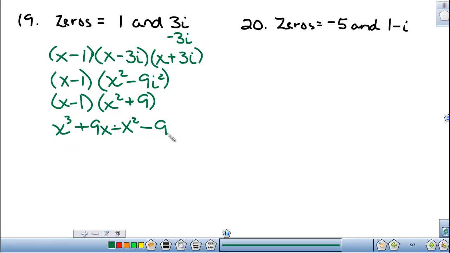And finally what I want to do is get this in standard form. I need to rearrange the terms so that I have descending powers. So I'm going to trade these two out and this will be my final answer. So that is the answer to question number 19.